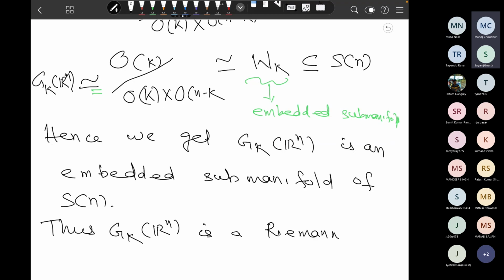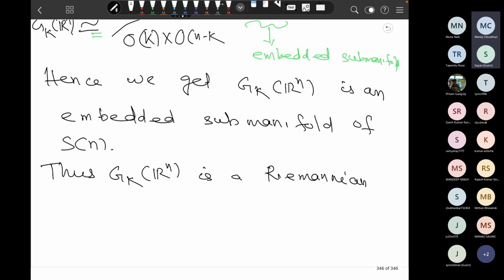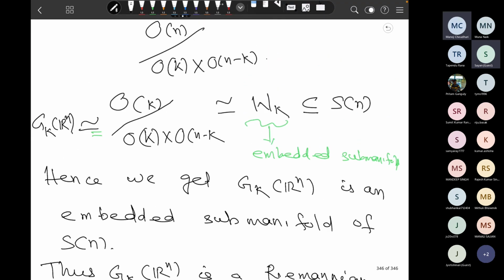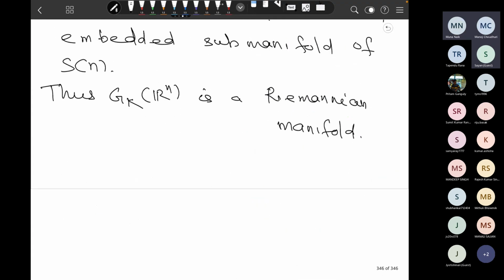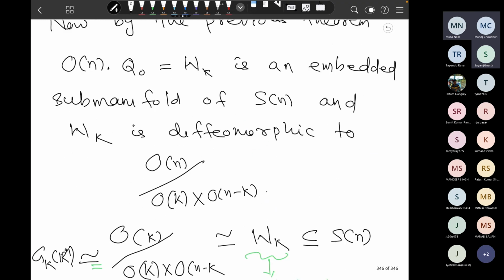Manoj, is it clear? Yeah, I have a couple of questions. First, how are you determining the dimension of G_K(R^N)? I told you the dimension of G_K(R^N). Yes, so this is the dimension of O(N minus K). Okay, let me write that.